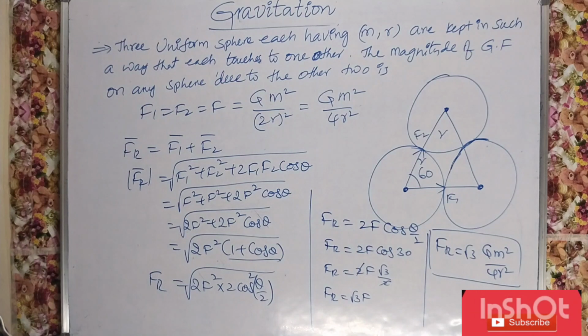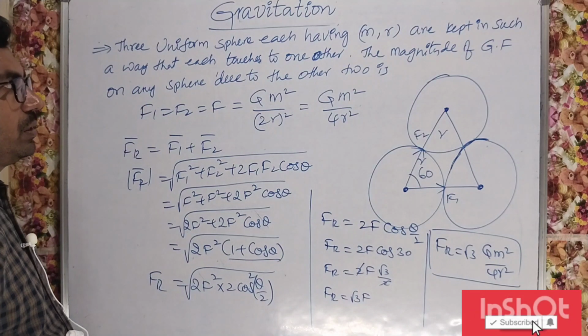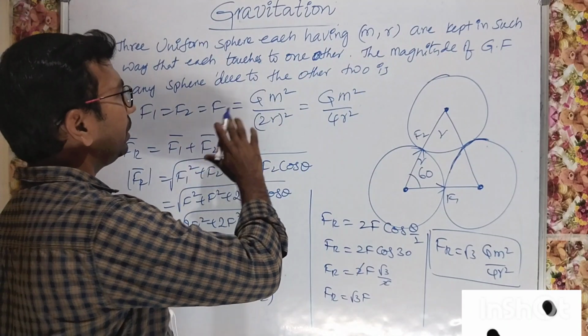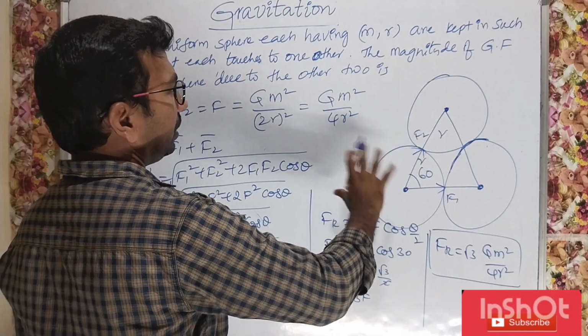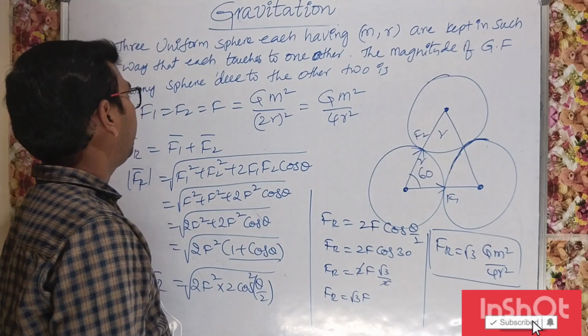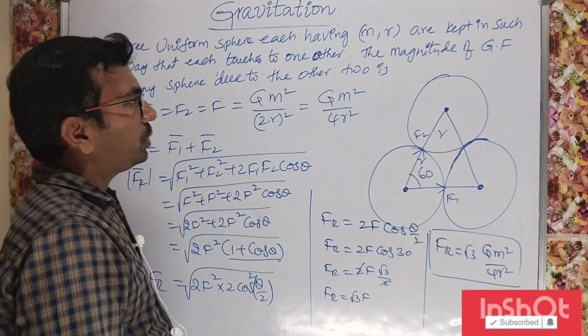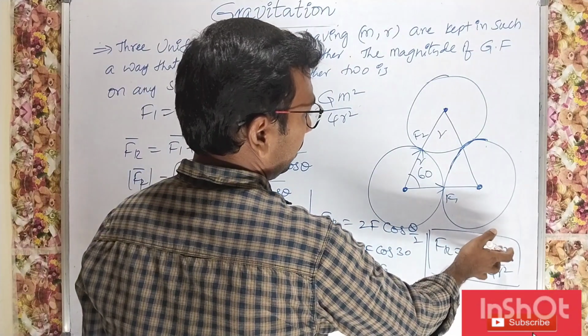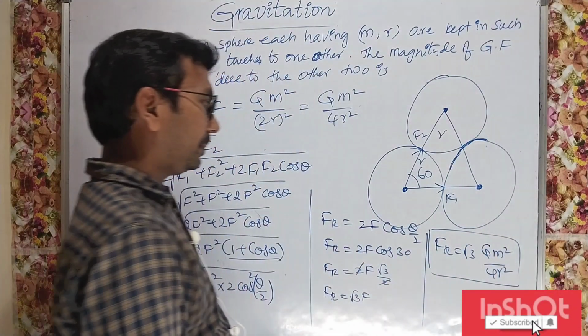So here, uniform spheres each having mass m and radius r are kept in such a way that all touch each other. The magnitude of gravitational force on any sphere due to the other two, the formula is: Fr is equal to root 3 G m square by 4r square.